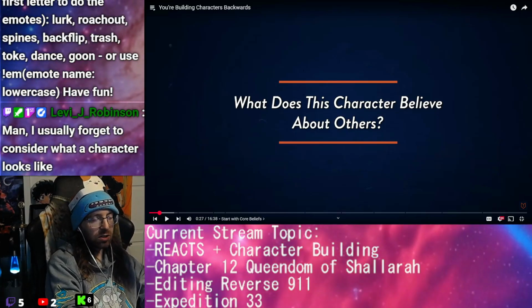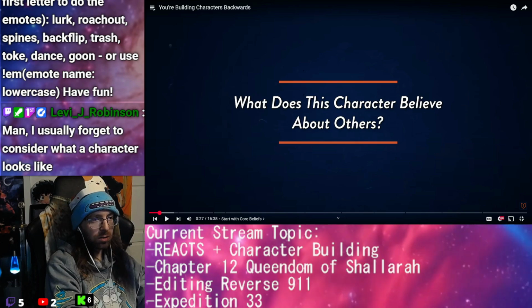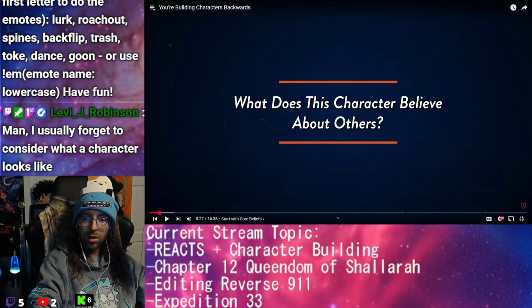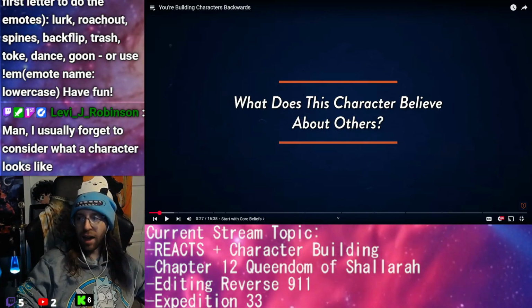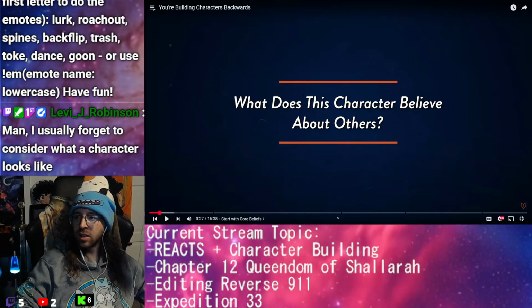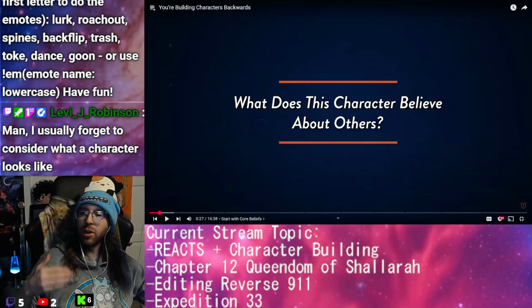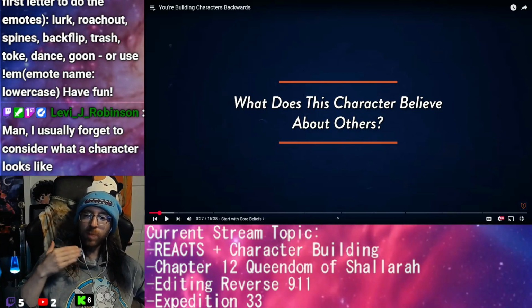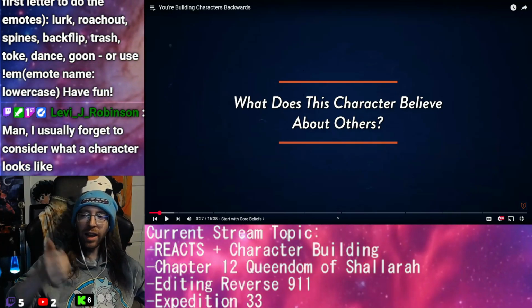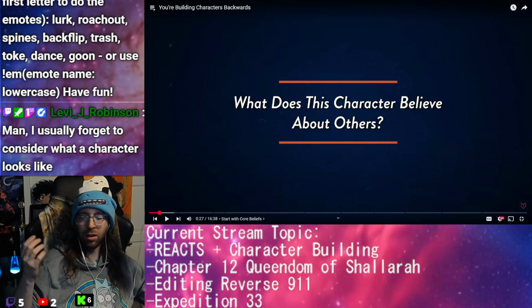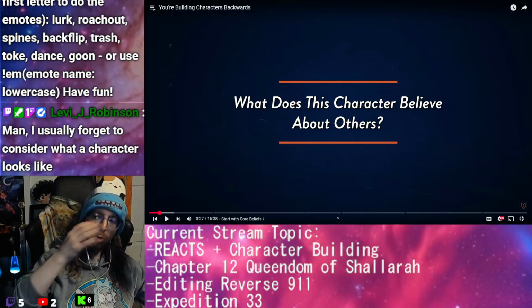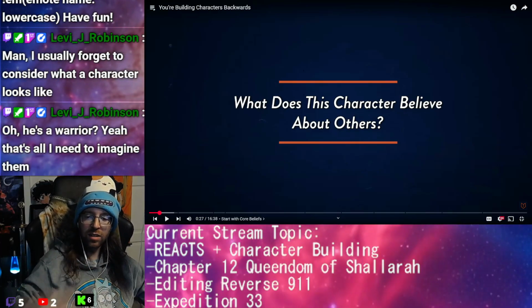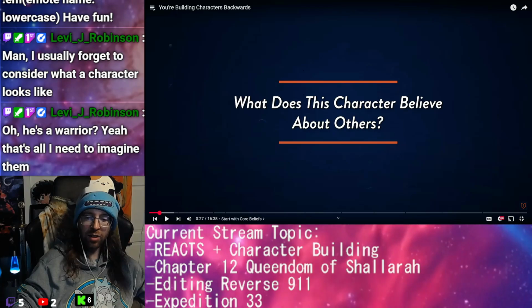What does this character believe about others? Man, I usually forget to consider what a character looks like. Yeah, Levi, half the time, I don't give a shit what the character looks like. I need to know their species, but beyond that, unless there's a specific eye color, a specific scar, or a marking, only if it's relevant in some way, right? Oh, he's a warrior? Yeah, that's all I need to imagine them.